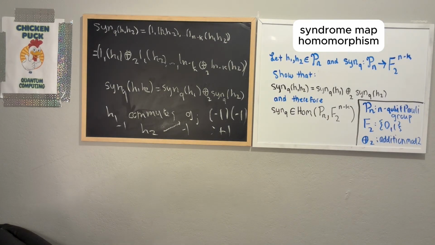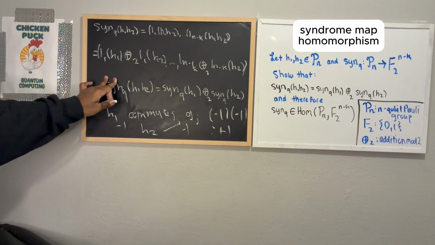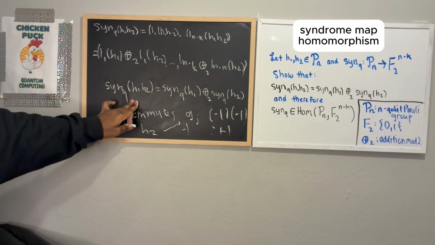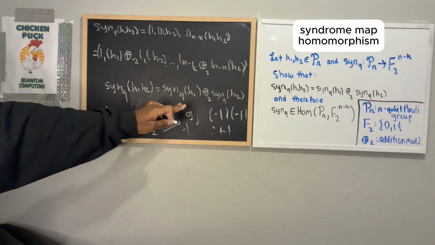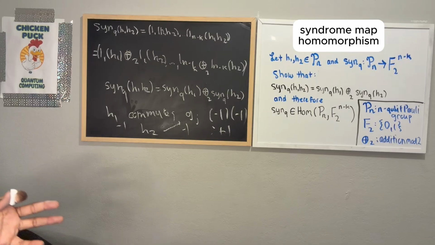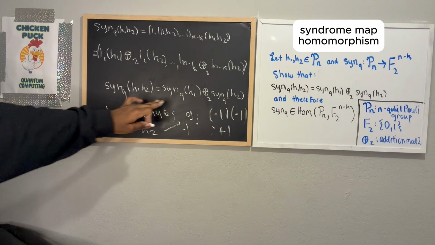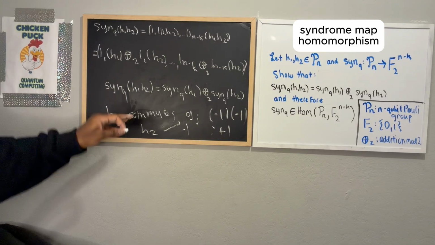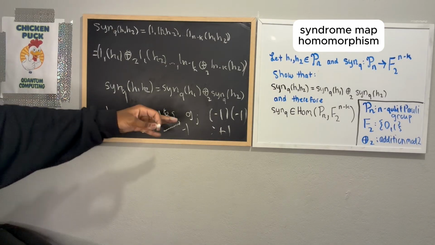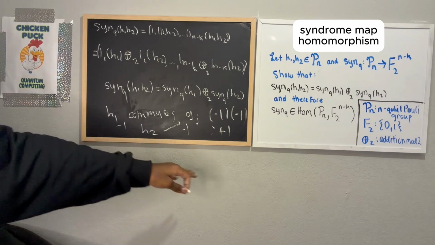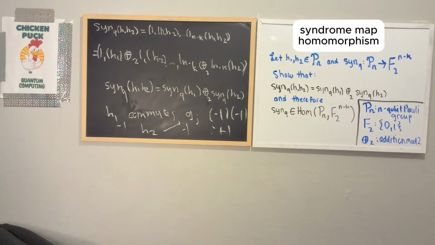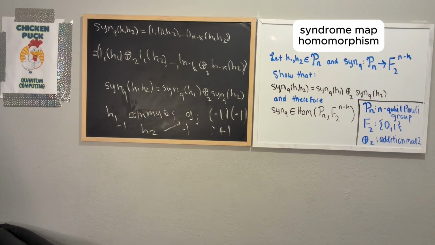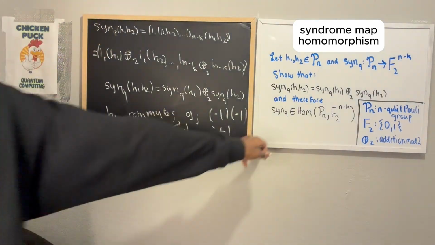So why does this prove homomorphism? We know that the syndrome of H1 H2 equals this, right? So multiplication in the Pauli group is being translated into addition in a binary vector space. So the syndrome map preserves the group operation. Therefore, this statement is true. That's the mathematical meaning of the final line in this exercise, right?